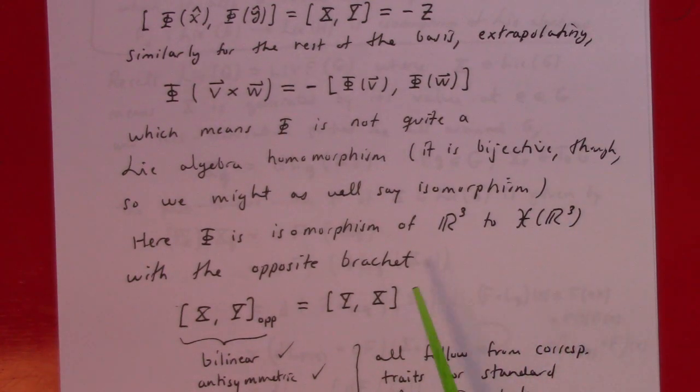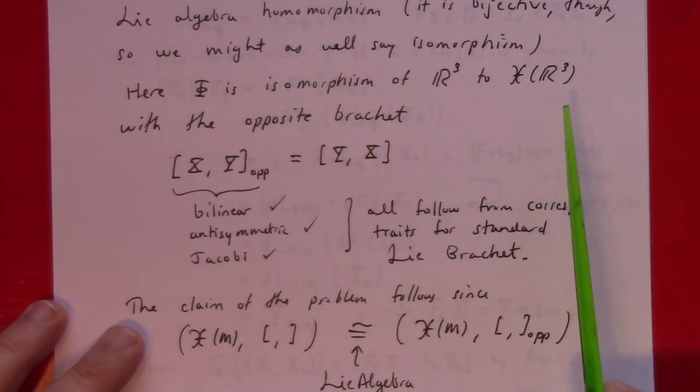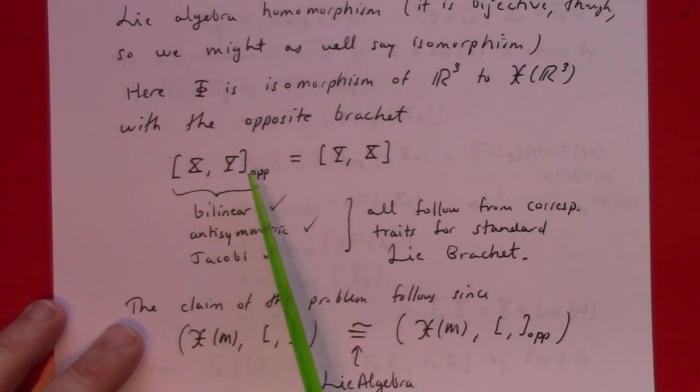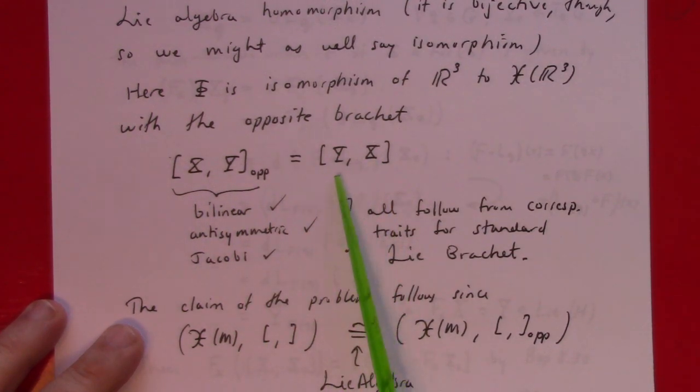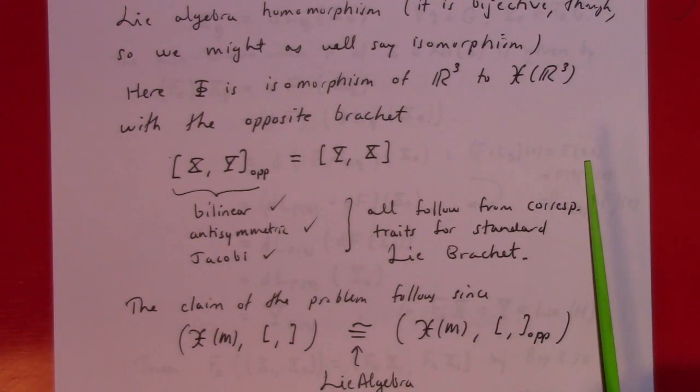However, you can define a different Lie bracket structure on the smooth vector fields. You can call it the opposite bracket. The opposite bracket of x and y is just [y, x]. This is kind of stupid, but you can check that this is bilinear, antisymmetric, and satisfies Jacobi, and as such, it is a Lie algebra on smooth vector fields.